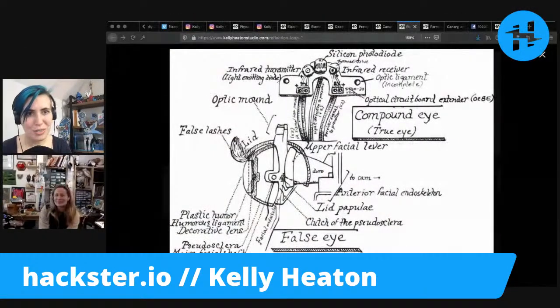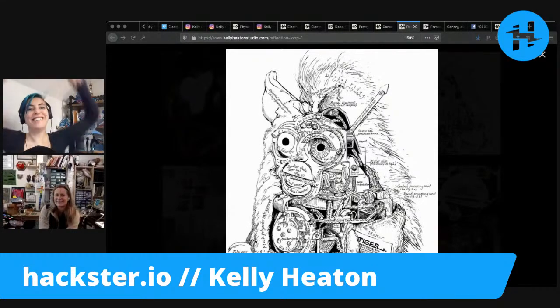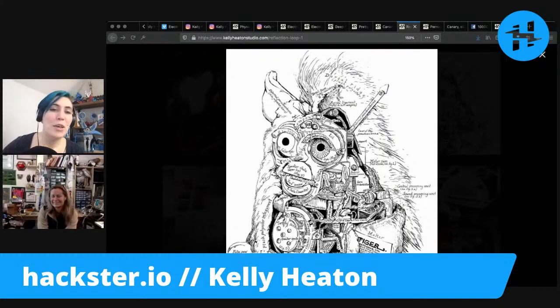I wanted to show off more of your drawings here, because this diagram of the Furby is ridiculously cool. I want this on a t-shirt, honestly, or like a poster. That's incredible. Yeah, well, I might be able to hook you up. Yes, that'd be amazing. I would so wear that.